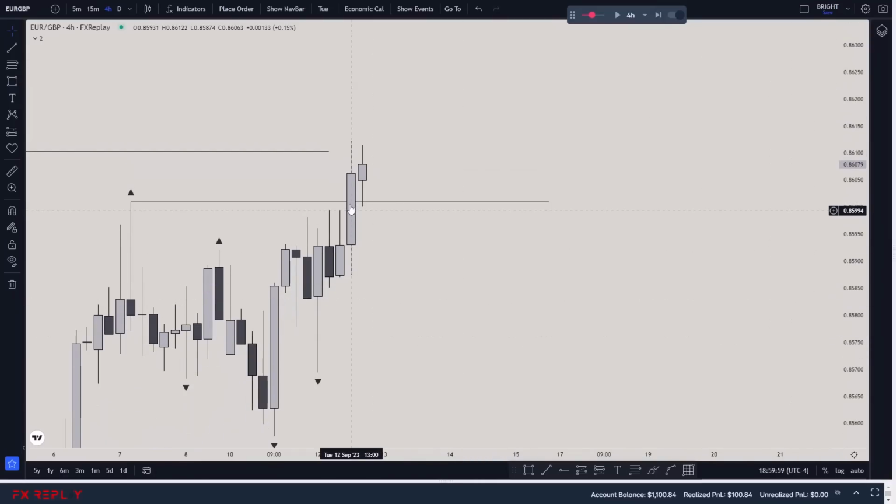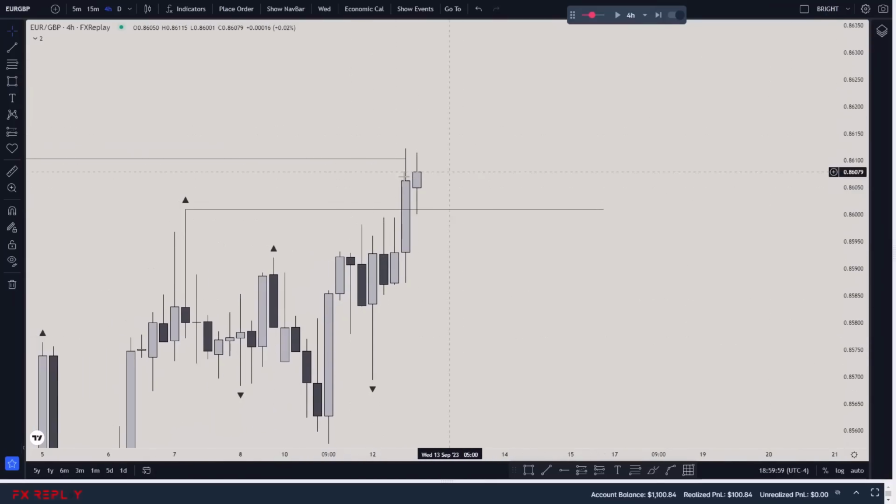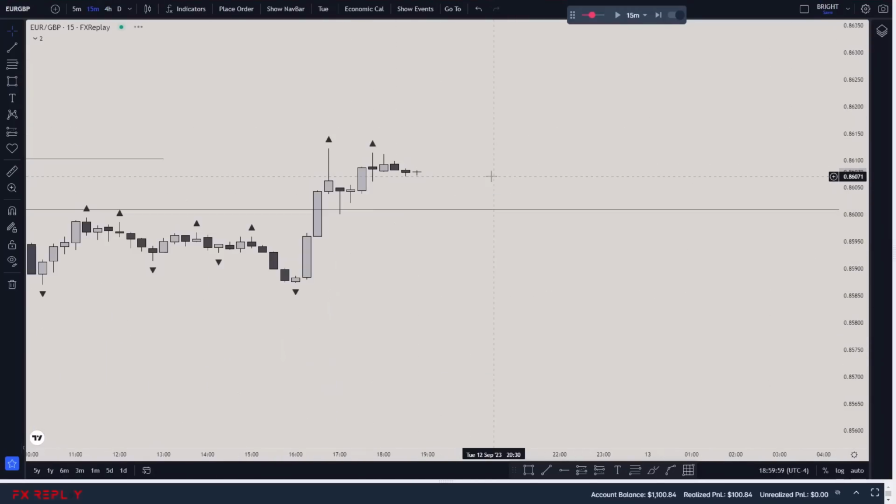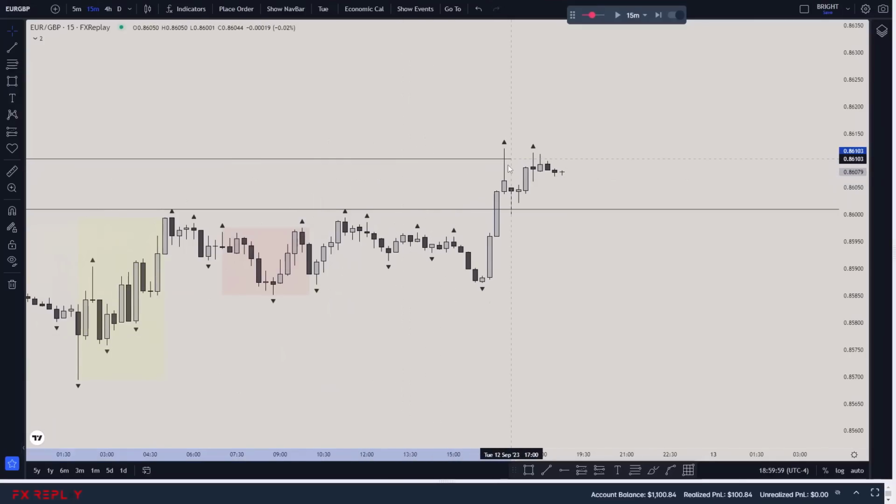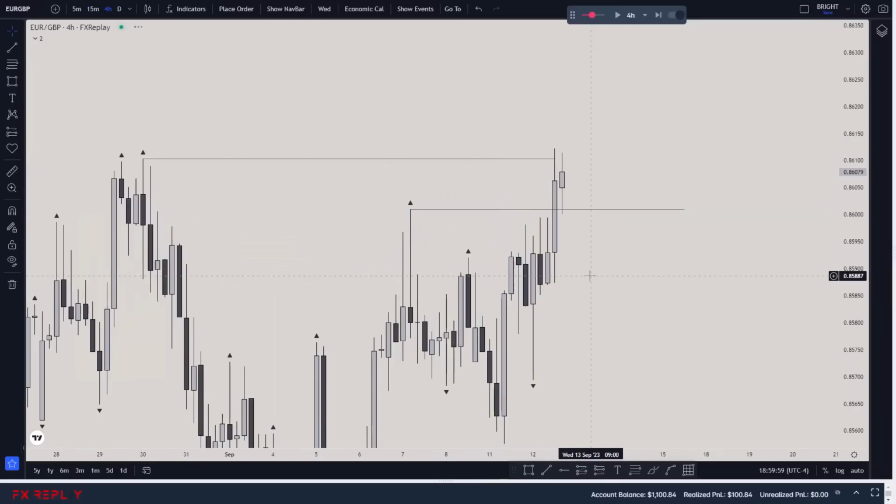Price actually goes above this point. I don't know why it skipped this, but let's go to 15 minutes to see what happened there. And it's actually, yeah, so it was not in kill zones. Let's switch to 4 hour again.